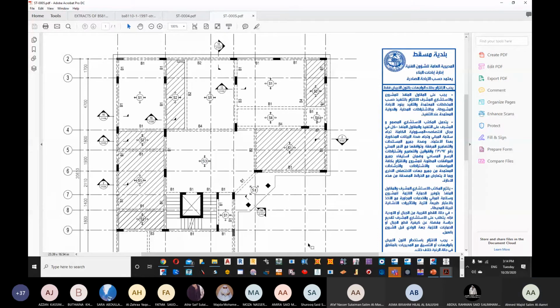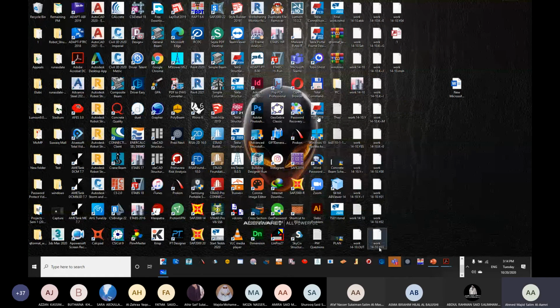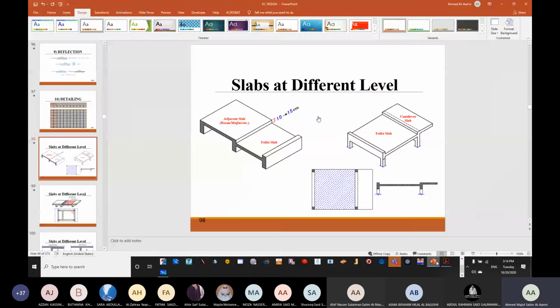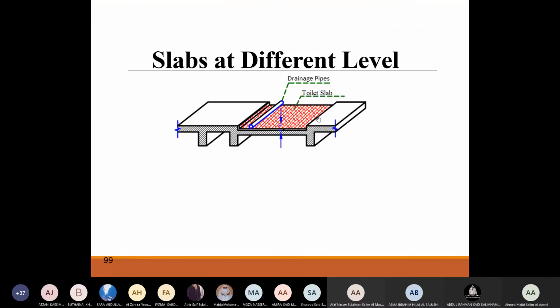Are we okay? Bushra, not a higher level. It's going to be a lower level. Toilets are always going to be lower in level. Now, when we talk about toilets and kitchens, where are the pipes for the water? Bushra, where are the pipes for the water? We have pipes, right, for the water?